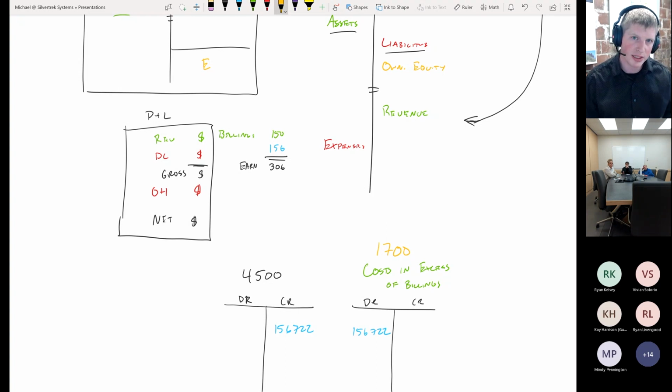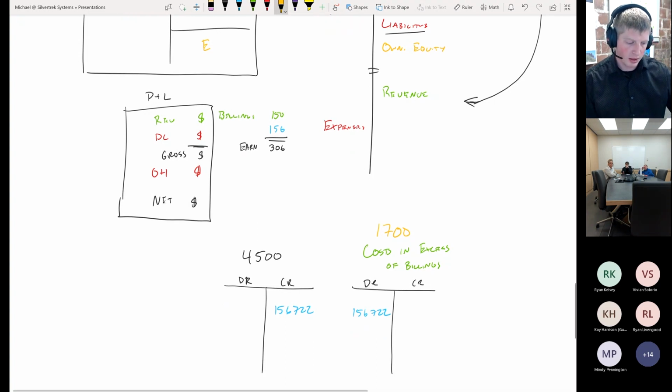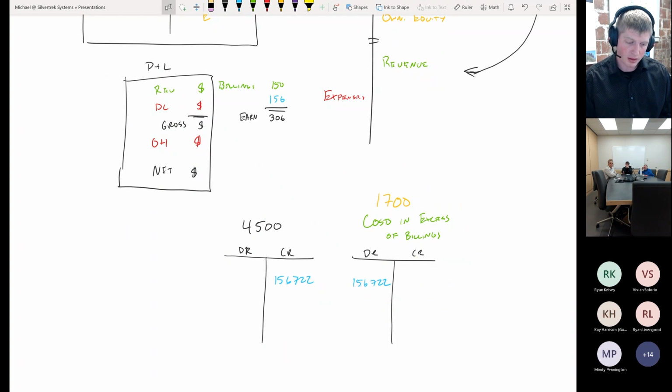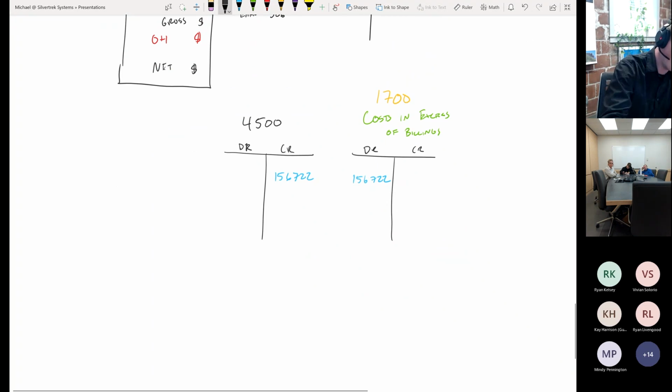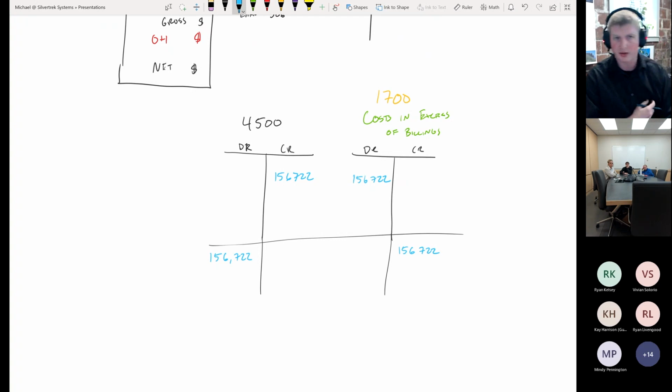So we're actually going to do double entry accounting to post this. Pretty straightforward. And then we're going to reverse this the following month. So in the following month, we're basically going to just reverse this out by debiting 156,722 out of that account and 156,722 out of that credit account. That will start the month out with a zero balance in our cost in excess of billings account, and it'll have the cumulative effect of the year to date in the 4,500 account.